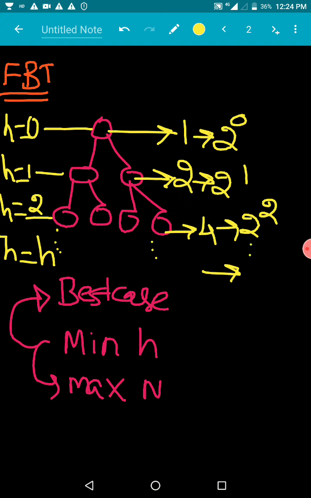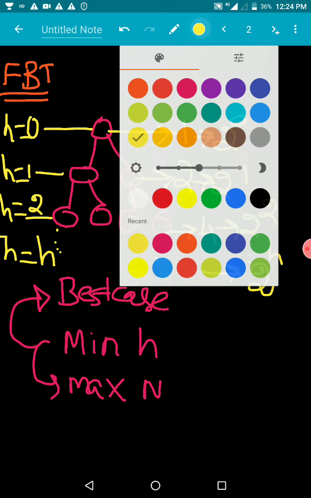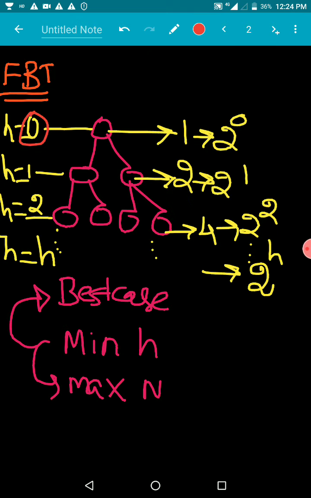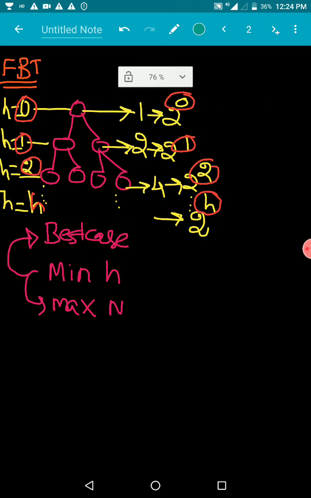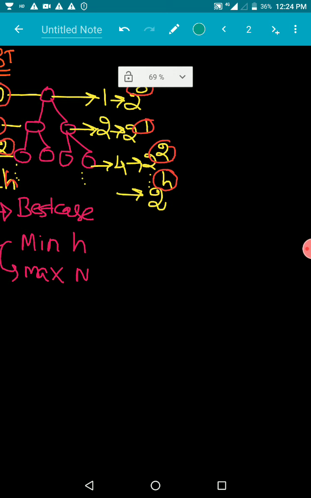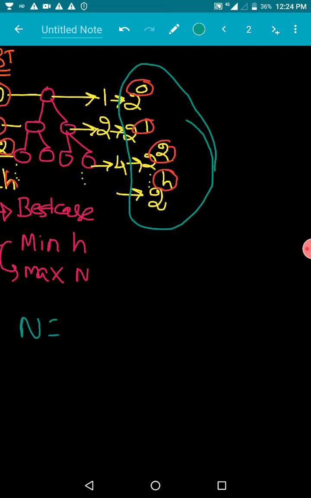So here values will extend up to 2 power h, because here 0, here 1, here 2, then here h. Then now we can find the total number of nodes present in this form. n, the total number of nodes present, is the sum of all these nodes. So n equal to 2 power 0 plus 2 power 1 plus 2 power 2 up to 2 power h.